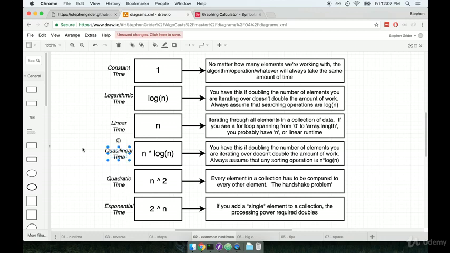Now the next one, I had to look up the technical vocabulary term for this one. I don't really like that name right there. Quasi-linear time, whatever you want to call that. Basically, n times log n.